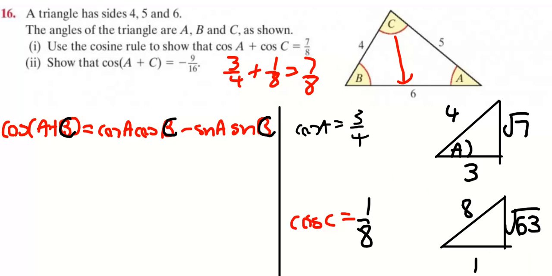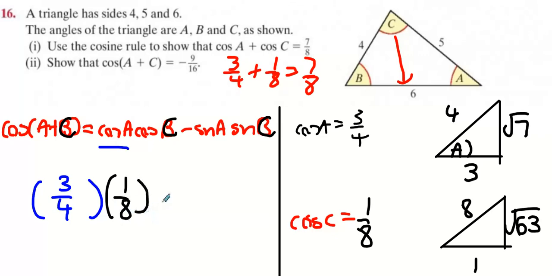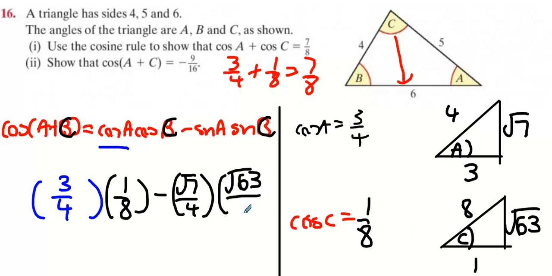Now here's what we're going to do. What do we replace cos A with? Cos A gets replaced with 3/4. What does cos C get replaced with? 1/8. What does sine A get replaced with? Root 7 over what? Over 4. What does sine C get replaced with? Root 63 over 8. Will everybody throw that into the calculator for me? I'm hoping the answer is minus 9 over 16.